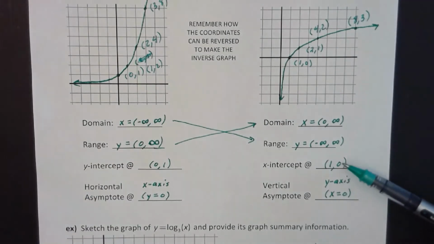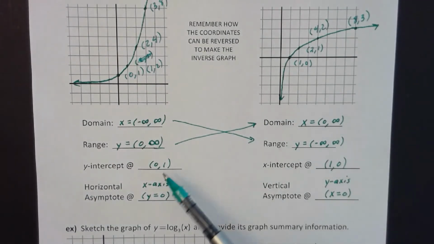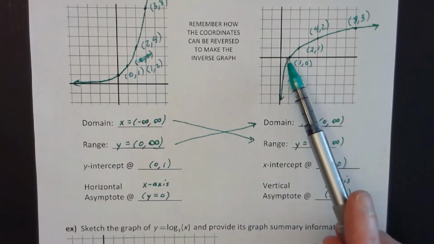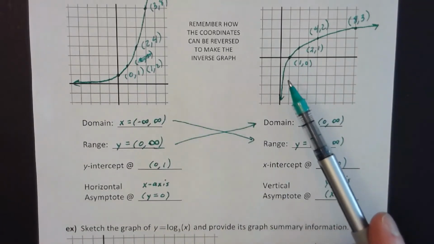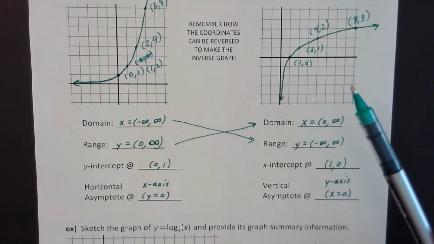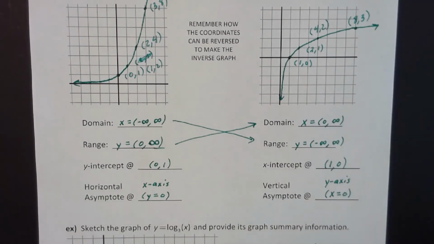And the y-intercept that we originally had on our exponential function becomes the x-intercept. Every single logarithmic function will pass through that x-intercept of 1, 0 unless it's being horizontally shifted, which we'll see here in a few minutes. The vertical asymptote is going to be your y-axis, otherwise known as x equals 0.